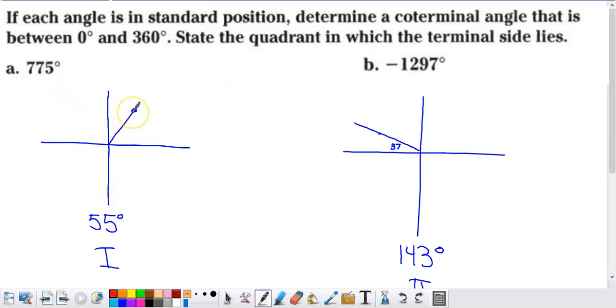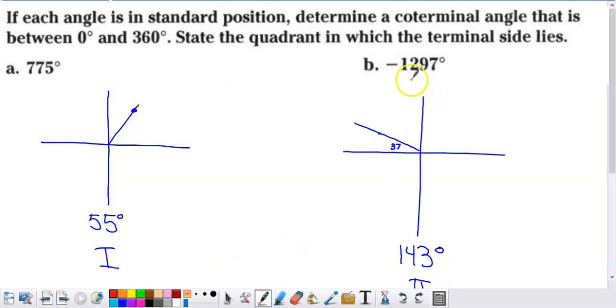55 degrees is a little bit more than half of 90 degrees, so that's why you see I've plotted the angle that I've shown right here. So I've got my standard position angle, and the angle that's between 0 and 360 in standard position that's coterminal with this angle is that 55-degree angle. And then obviously this angle is in quadrant 1, right? We've got quadrant 1, then quadrant 2, then quadrant 3, then quadrant 4. So we've got a 55-degree angle that's coterminal with this angle when it's plotted in standard position, and that angle lies in quadrant 1.